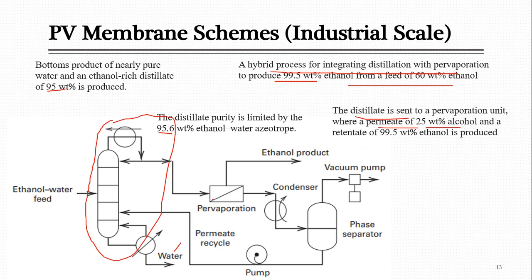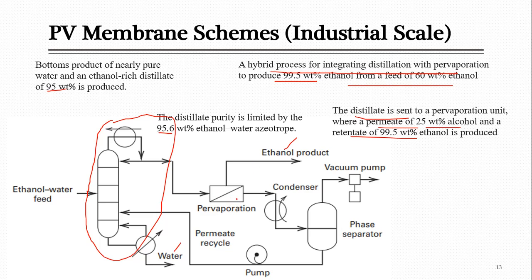alcohol. In the permeate, majorly water will pass, and still through this membrane some alcohol is lost, and the overall composition there is 25% alcohol and 75% will definitely be water, while the retentate side is 99.5% pure ethanol, which was your requirement. So with the help of this membrane you can achieve this separation.